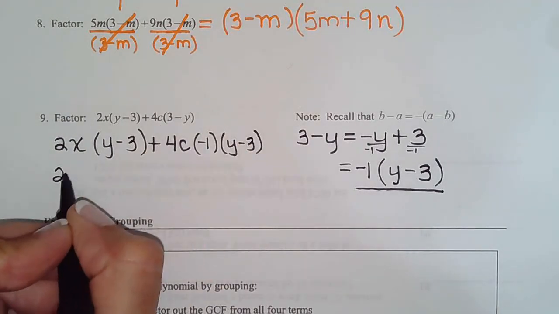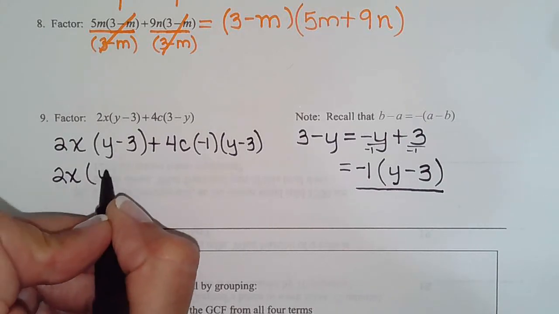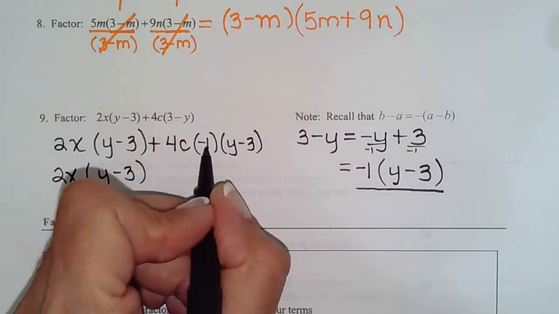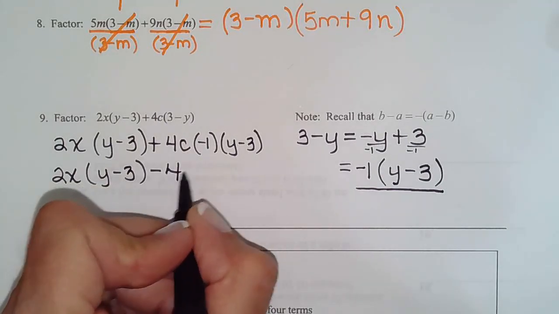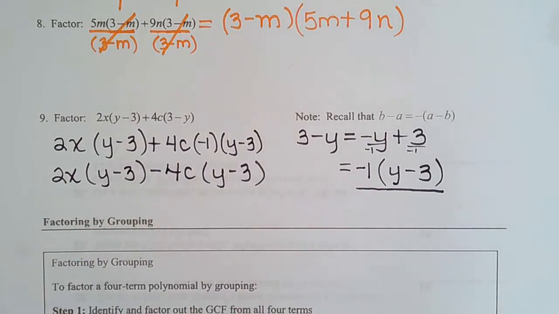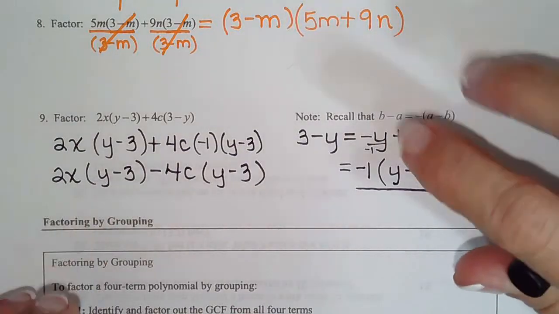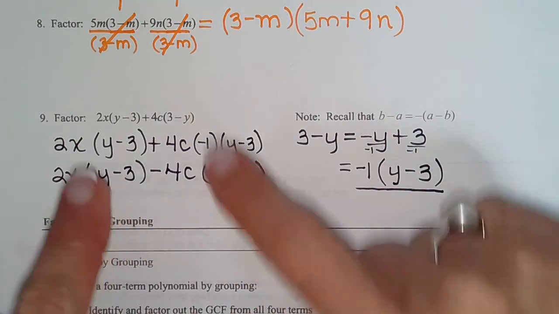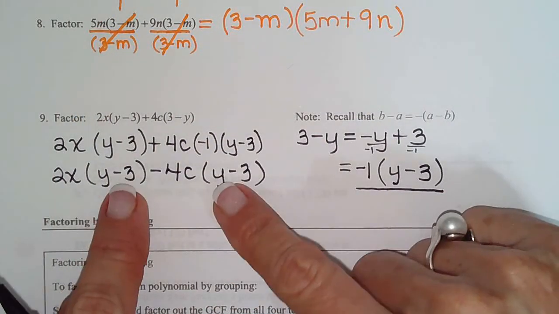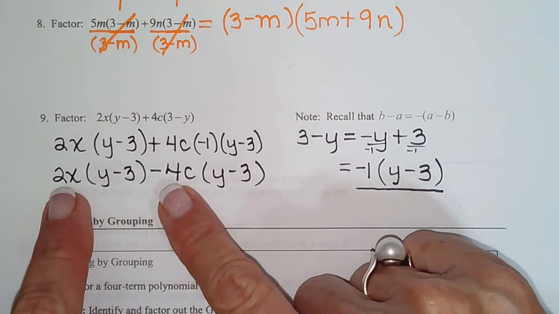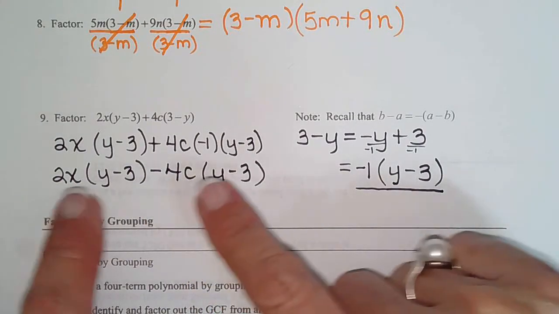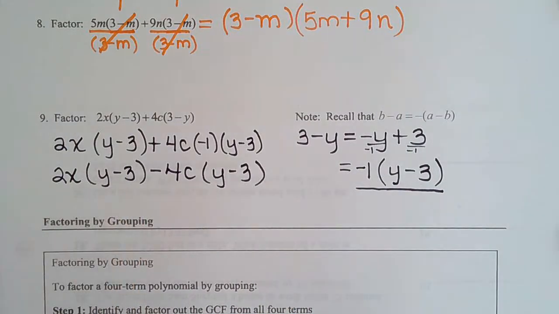So then going a step further, I get 2x, y minus 3. Positive 4c times negative 1 is negative 4c. And then we have our y minus 3. So now it looks like, quote unquote, a normal problem. Now it looks like the 2 in front of it has a common binomial. It also has something out in front that's common. Does everybody agree there's a 2 out front and there's a y minus 3?